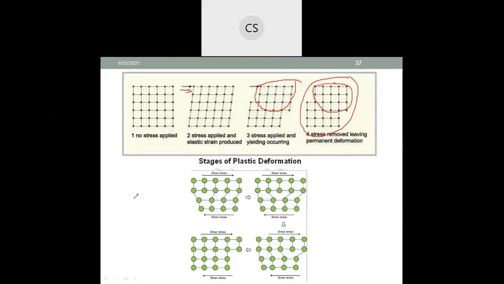But when there is a defect or impurity, then it is very difficult to slip. It finds it difficult to slip. So that is what exactly happens. Strain hardening. This is exactly the situation overall. So that is why the material gets strain hardened.